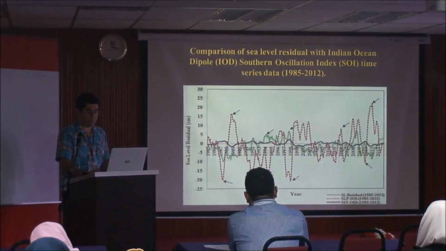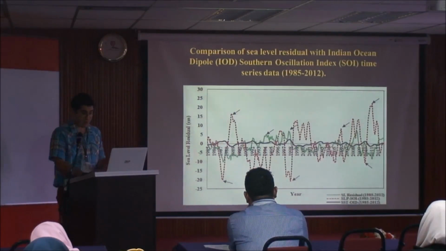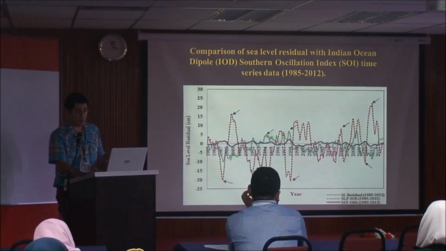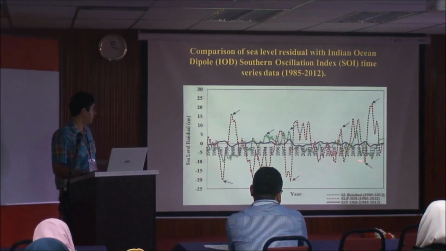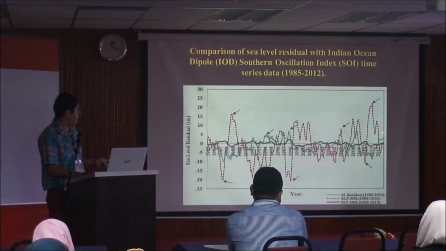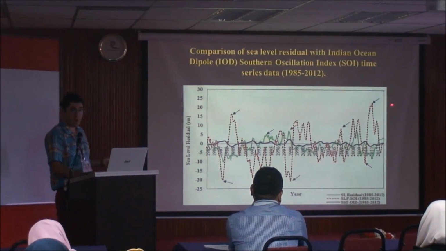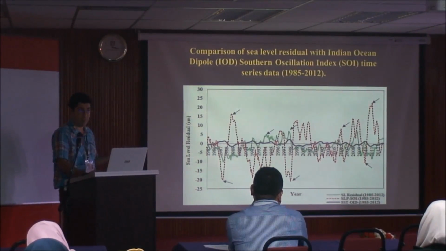SOI and IOD data, the Indian Ocean Dipole and the Southern Oscillation Index. And you can see that in some years we have low sea level and high, because of high sea level pressure, related to El Nino and La Nina.